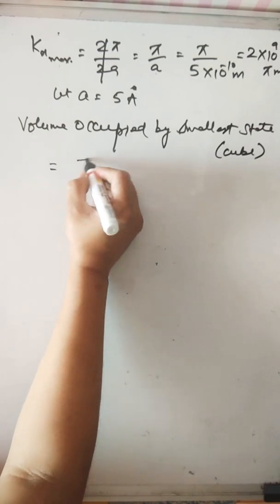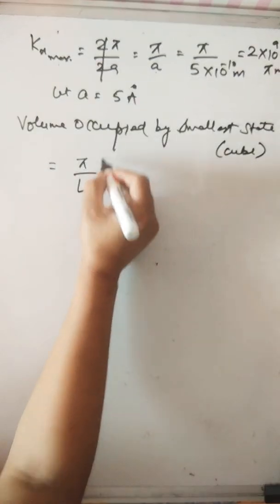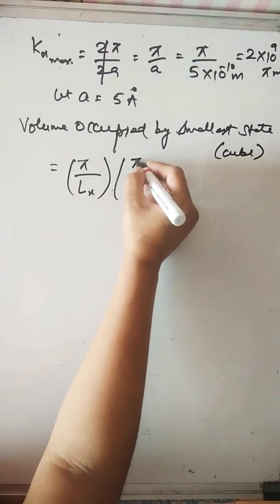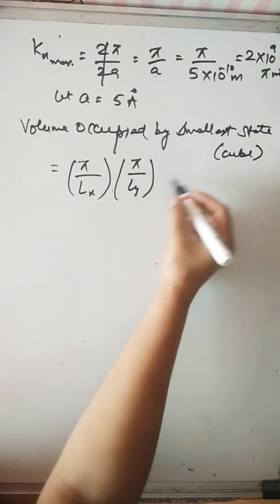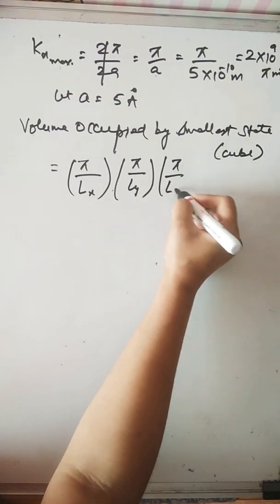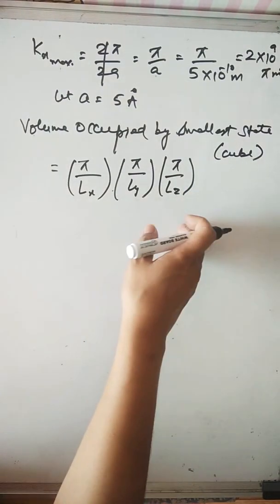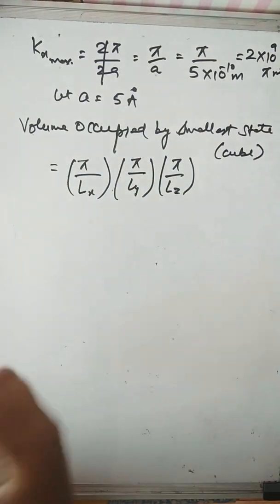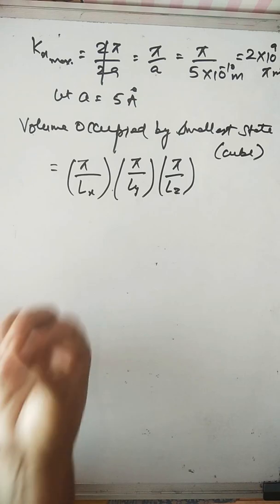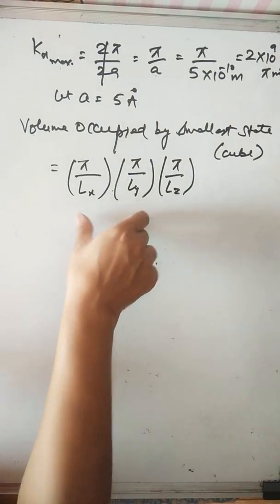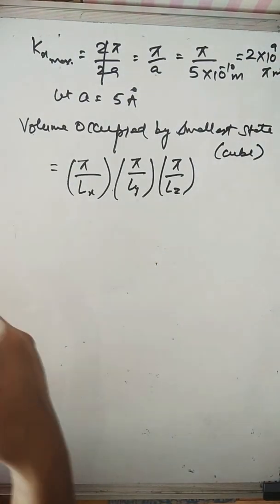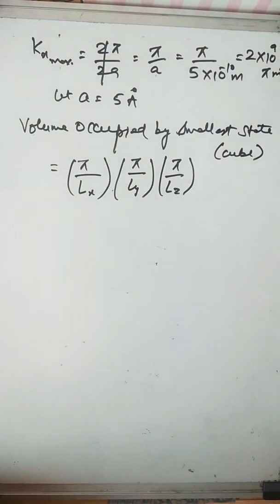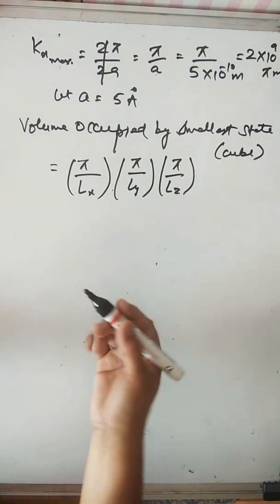The volume occupied will be pi by Lx, because this was the smallest value k can have in the x direction, times pi by Ly, the smallest value in the y direction, times pi by Lz. So length into breadth into height, this is the volume of the cube. This is the smallest volume that can be occupied by a state or a cube. Now the next thing, what is the total volume available to the electrons between k and k plus dk?